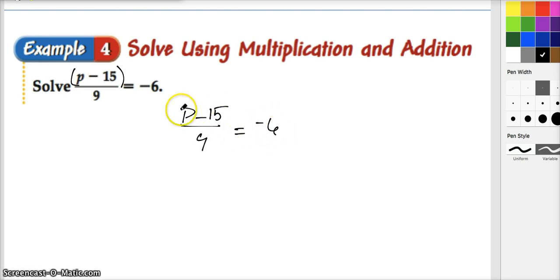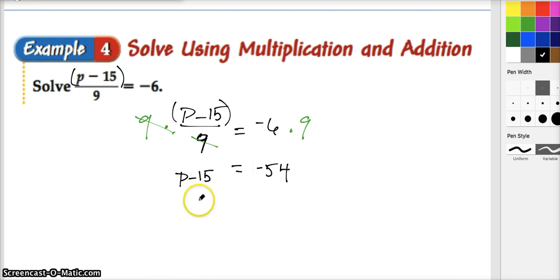So the first thing is, it's almost like this is a tough nut to crack. So I need to get rid of the 9 before I can even venture to get rid of the negative 15. What is 9 doing to the thing that I want to deal with? It's dividing. What's the opposite of division? Multiplication. So I'm going to multiply 9 out of my life. Got it? And when I do that, I get p minus 15 on the left, and on the right, I get a negative 54. And so now I can isolate p just the way I usually would.